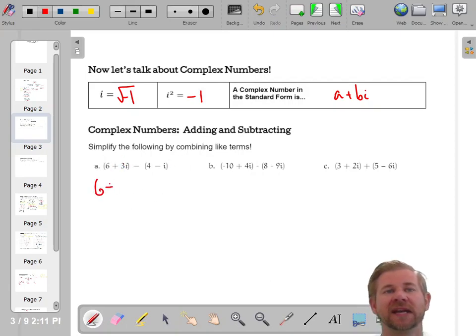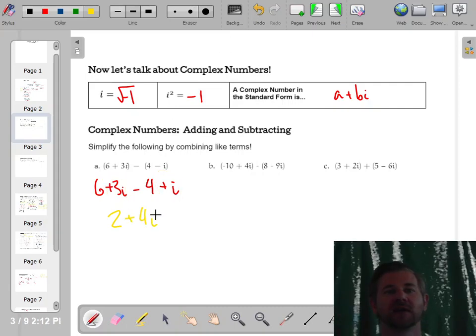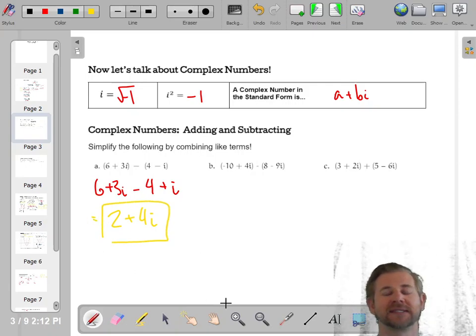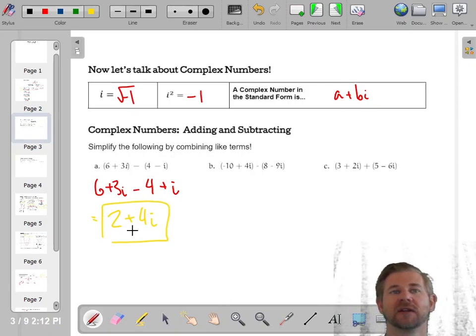These parentheses don't mean anything, so I'm just going to distribute. But if I distribute the minus, -4 and minus -i is plus i. Combine the real part, 6 and -4, 6 minus 4 makes 2. The imaginary part, 3 plus 1, 4i. So 2 plus 4i. Oh, my lights just kicked off. Cool. That's the new complex number. If you add these two together, you get this one.